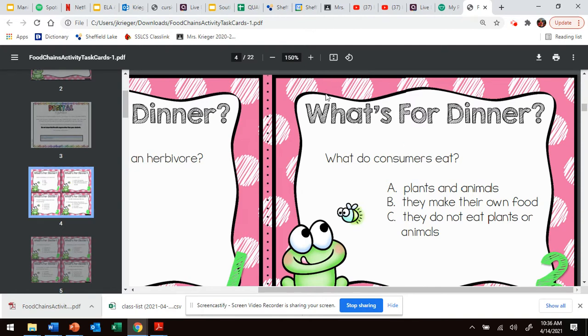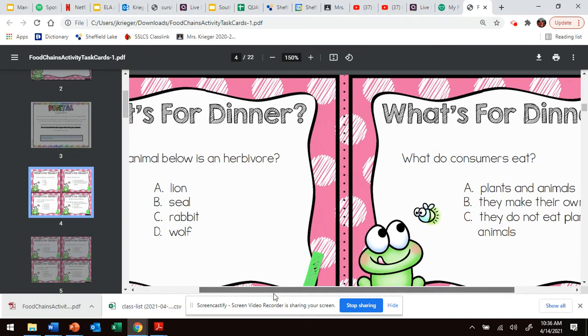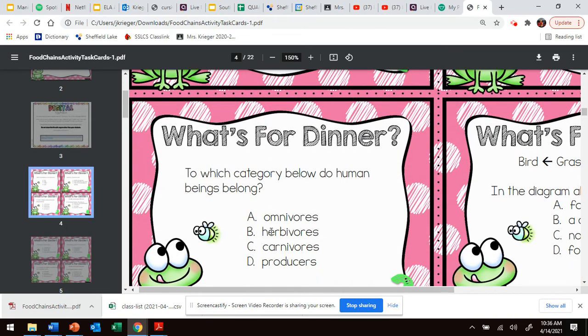Number two, what do consumers eat? Consumers. Do they eat both plants and animals? Do they make their own food? Or they don't eat plants or animals? What do consumers eat? And it is A, both plants and animals.